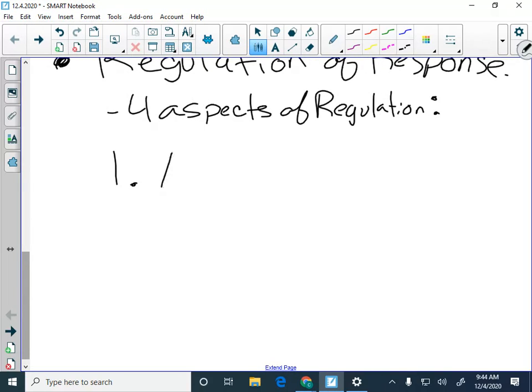Number 1 is amplification. A big component of cell signaling is being able to amplify that signal in order to ensure the entire cell responds to it. The second is specificity.